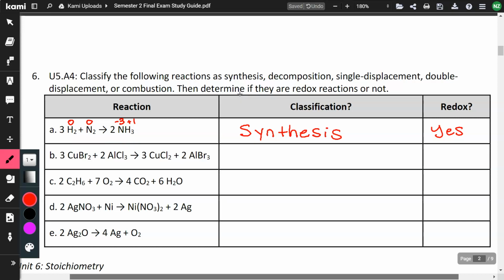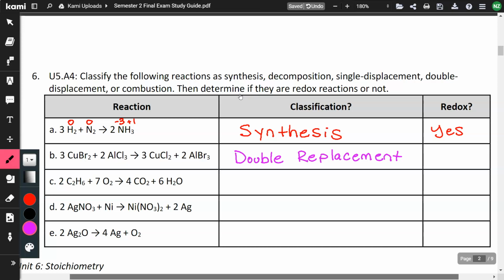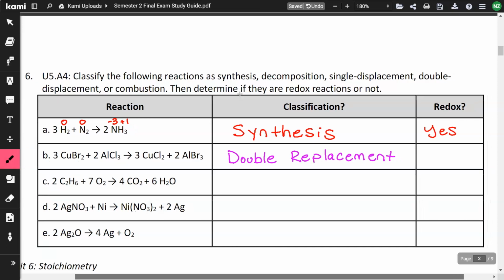Okay, so we have compound, compound, and compound, compound. Copper ends up going with chlorine, and bromine ends up going with aluminum here. This is a double replacement or double displacement reaction. Okay, and let's go through and assign oxidation numbers. Bromine, group 7, -1. There's 2 of them, so copper has to be +2. Aluminum +3. Chlorine -1.